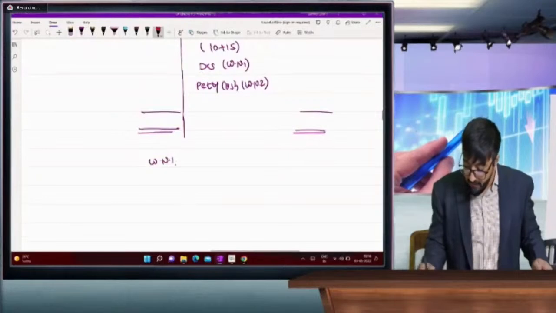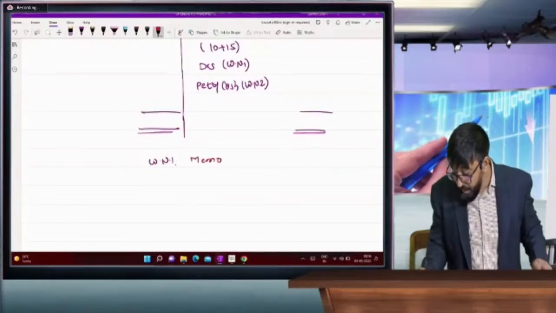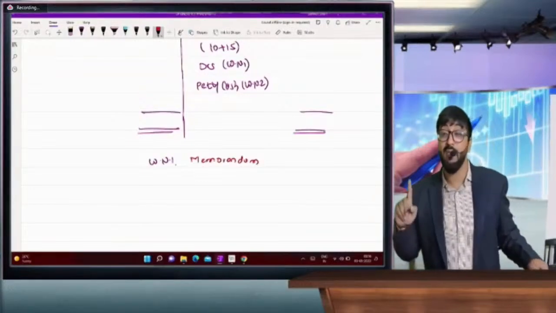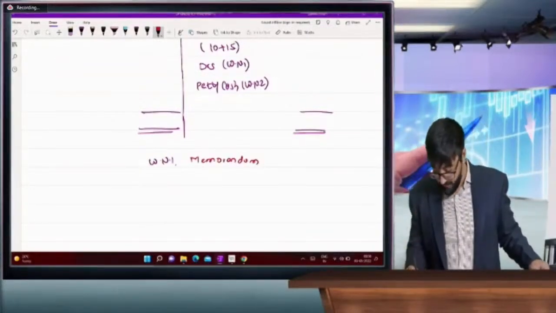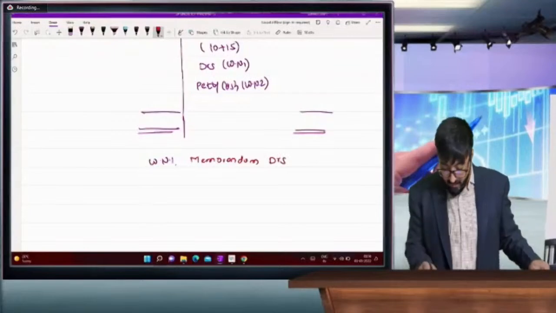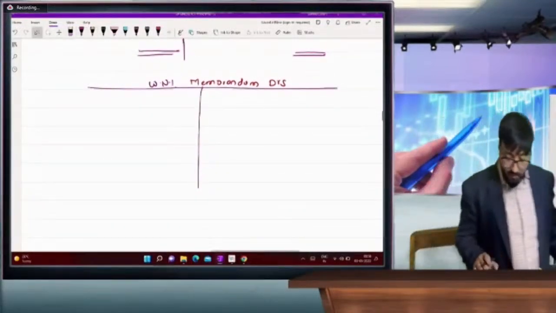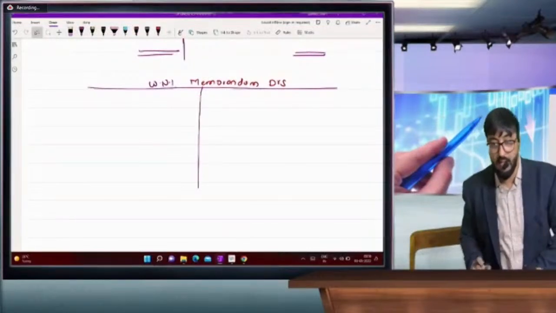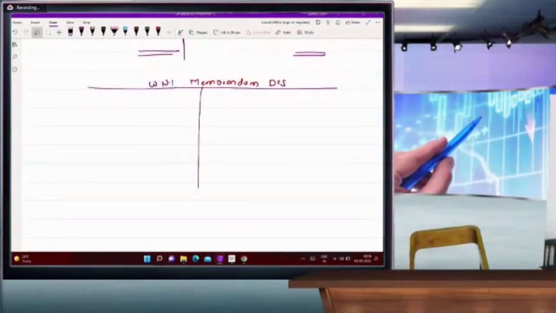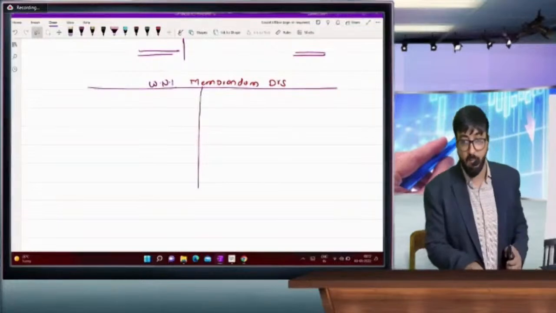Working notes, beta. The word is memorandum. Why is the word memorandum? Because now we will think from the angle of branch. So memorandum debtors account. Okay. Memorandum debtors account. So till now, any confusion? Till now, any confusion that you have? Yes, please tell me. Till now, any confusion?